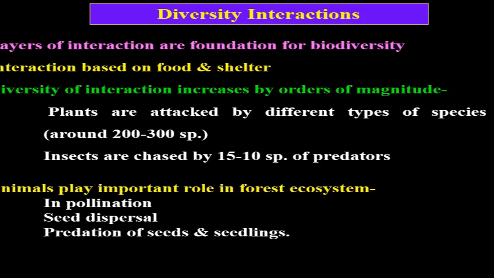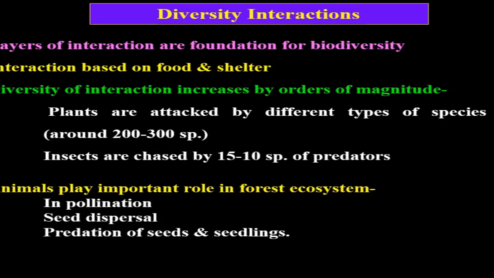What is that magnitude? Plants are attacked by different types of species to get food. It is recorded that around 200 to 300 species of insects are attacking the plants, fully disturbing the plant life. And some insects are chased by 10 to 15 species of predators, like insect-eating plants. Try to understand, there is an interaction. There is a survival pattern. There is a pattern of food interaction or food interchange. Likewise, we found the parallel evolution among plants and insects, plants and birds, plants and animals.